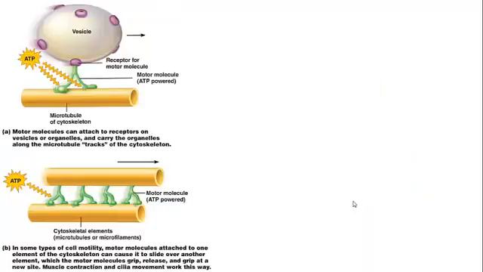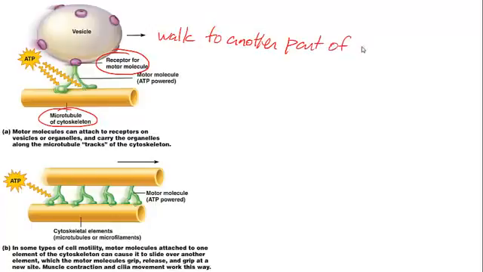And our next slide is showing you an example of this. We have a microtubule here, which is our railroad, if you will, and a vesicle is able to attach to this microtubule, and it can actually walk to another part of the cell, which is pretty amazing. And you can see at the bottom of this slide that we can see the cytoskeletal elements, the microtubules or the microfilaments, allowing for the cell motility to occur.